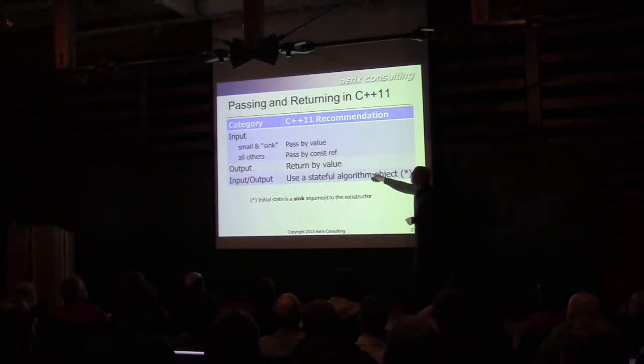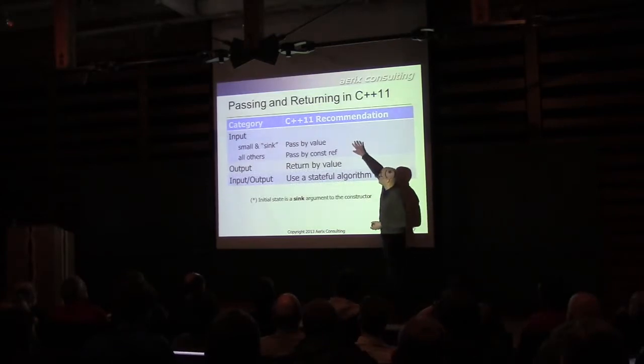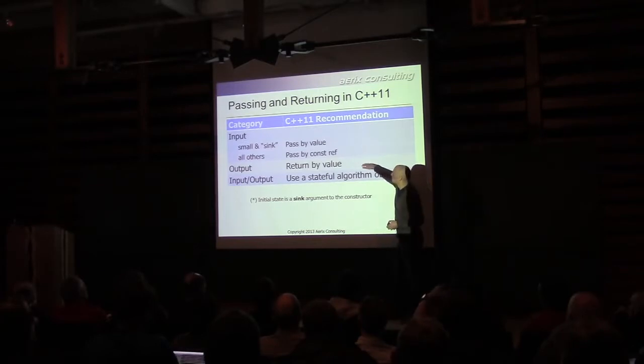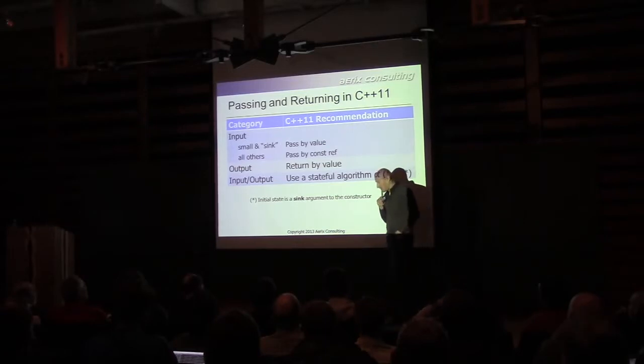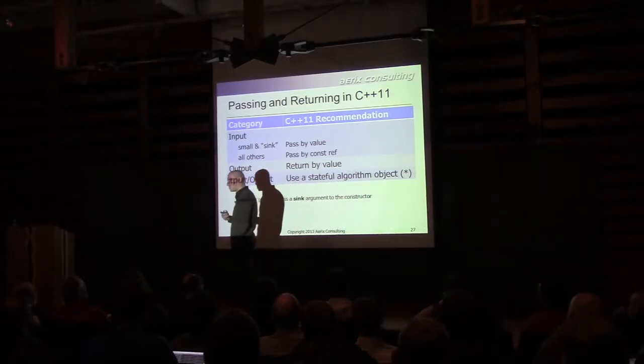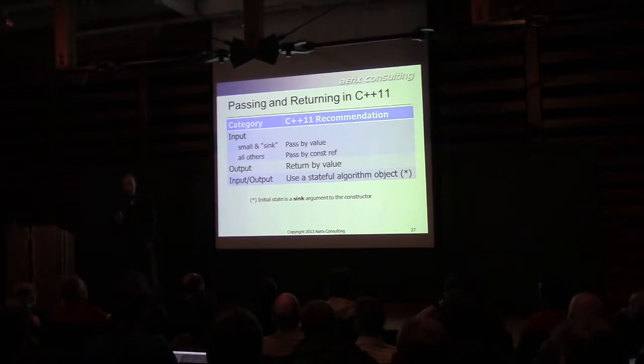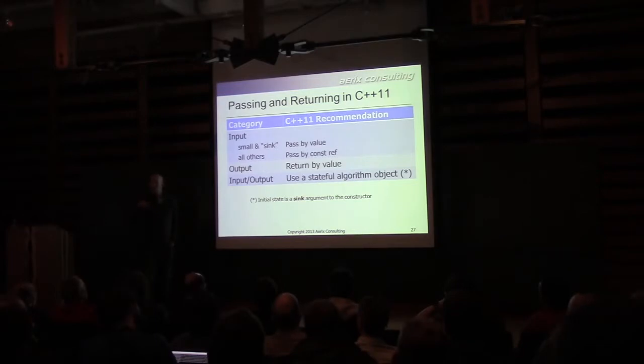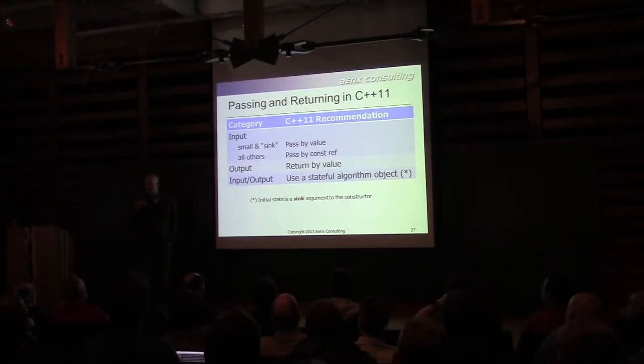So here's the new recommendation. For input and all others, you've got pass by reference, return by value. For input-output, use a stateful algorithm object. And if your algorithm object requires some initial state, well, naturally, you're going to pass that to that object's constructor. And that's a sink parameter, so you pass it in by value. Okay? This is, I think, the most important slide in the talk. Put this by your monitor. Design interfaces this way. Nobody does. I really would like it if they did.